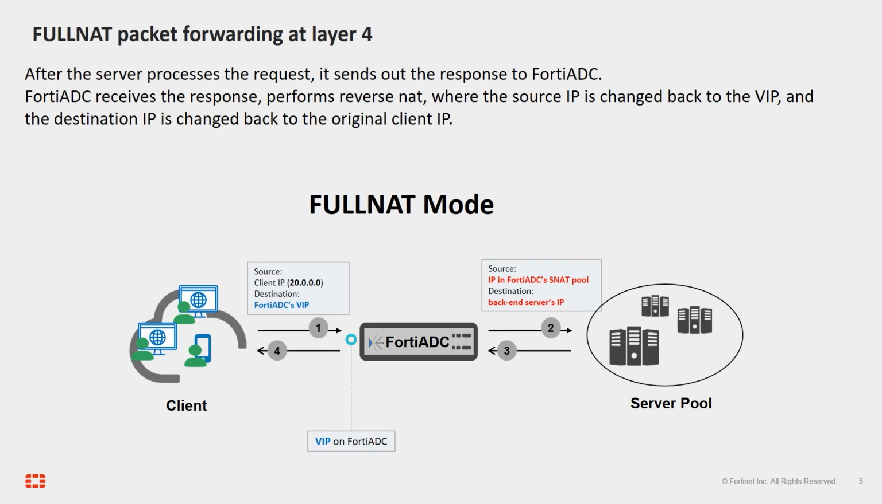After the server processes the request, it sends the response to FortiADC. FortiADC receives the response and performs reverse NAT, where the source IP is changed back to the VIP, and the destination IP is changed back to the original client IP.